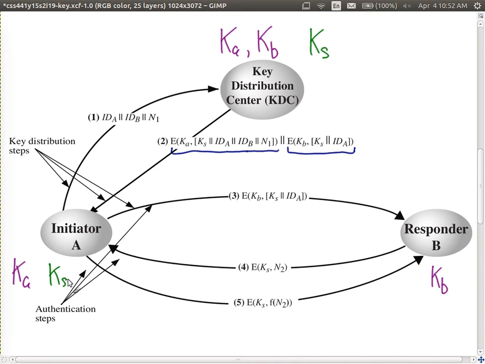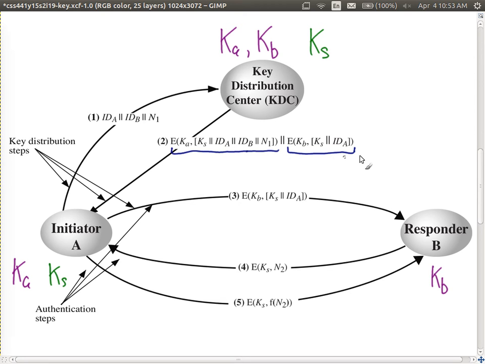Remember, the aim of this scheme is that A and B both have a shared session key KS. It turns out the KDC also has it. It generated the value. The second message arrives at A. A learns KS, checks that N1 is correct. Note, if N1 is wrong, that it doesn't match here, A doesn't trust the message. We assume it's the same value.